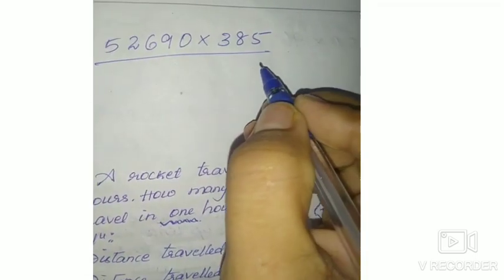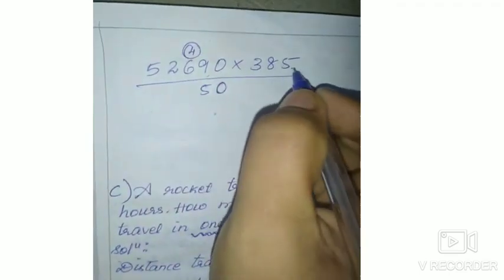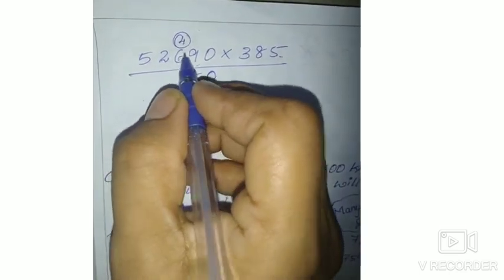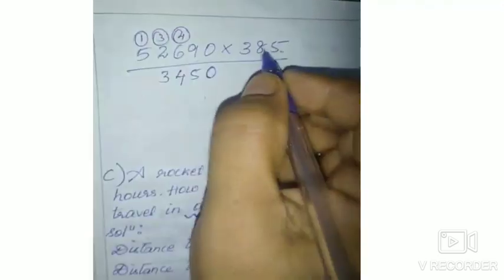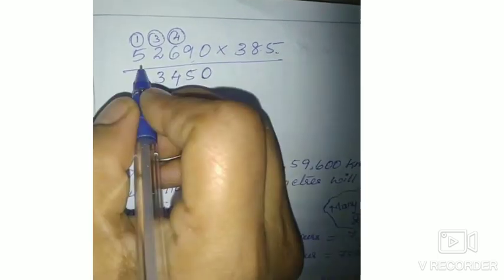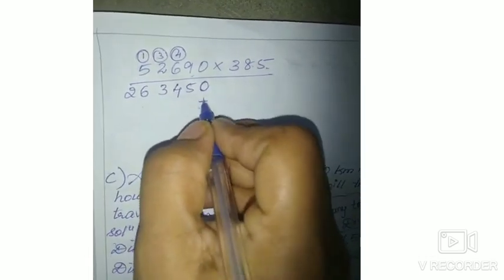Start with ones place. Now 5 zeros are 0 itself. 5 nines are 45, 4 carry. 5 6s are 30, 30 plus 4, 34. 5 twos are 10 plus 3, 13. 5 ones are 5, 5 fives are 25, 25 plus 1 is 26.